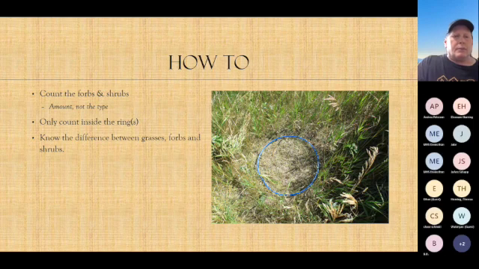Like I say here, count forbs and shrubs, amount, not type. So when they talk about that, just tell them they don't need to worry about species. They don't need to worry if it's alfalfa, if it's wormwood. It's just count if they have the number.